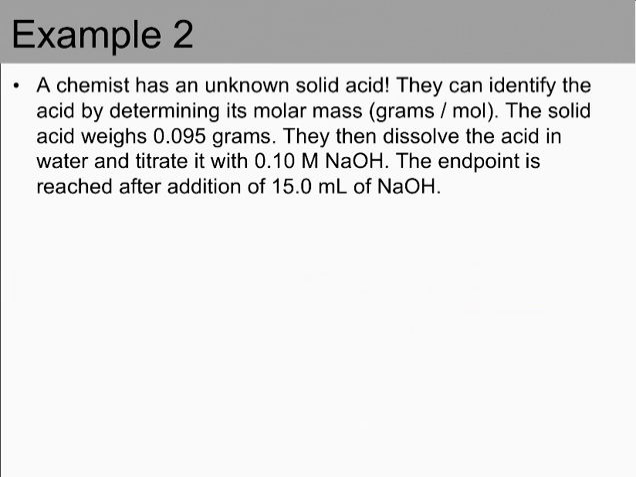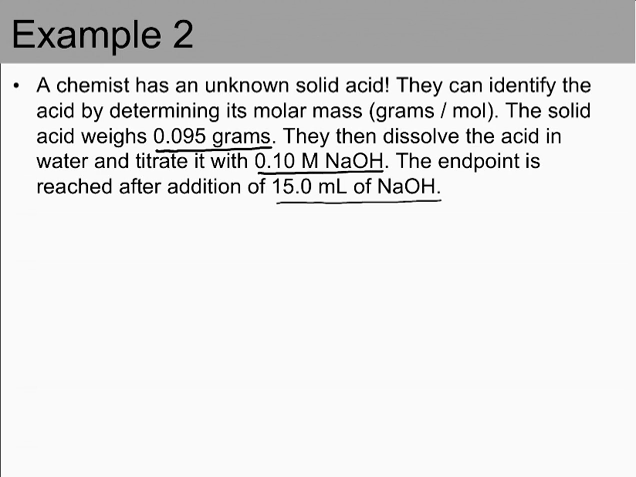So our second example: a chemist has an unknown solid acid. So they don't know what this acid is. They can identify the acid by determining its molar mass in grams per mole. The solid acid weighs 0.095 grams. They then dissolve the acid in water and titrate it with 0.1 molar NaOH. The end point is reached after addition of 15 milliliters of NaOH solution. So we have a few given values here.